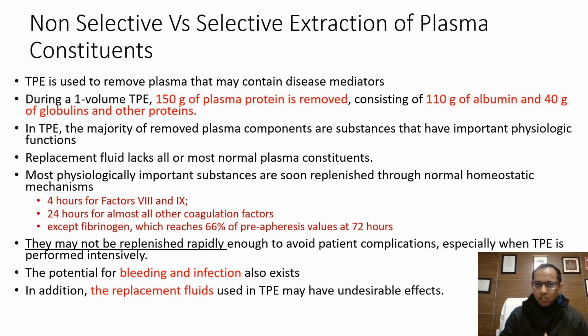Our body is such that it is replenished very fast, but like 4 hours for factor 8 and factor 9, and 24 hours for almost all coagulation factors are recovered. But the only problem is the fibrinogen, which takes around 72 hours to come to also 66% of its normal value. So obviously you have to monitor when you're doing a lot of plasma exchanges. The key is that you monitor for fibrinogen. Many a times your fibrinogen level may be too low. You can supplement it with a cryoprecipitate, which is a rich source of fibrinogen. So you need to keep that in mind. Otherwise, there can be some kind of a bleeding tendency because of the low fibrinogen level.